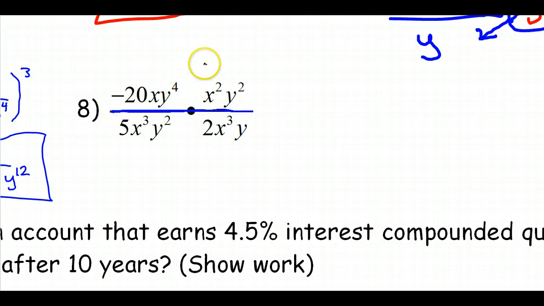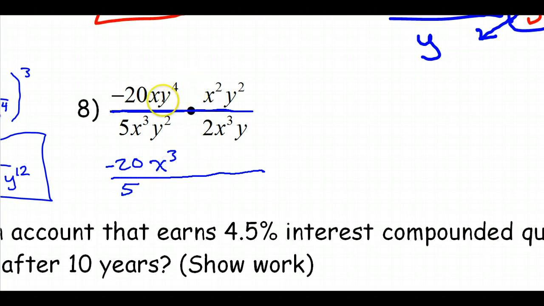Okay, so if I were you, the first thing I would do is collect everything into one fraction. So, we've got our negative 20 and our 5. The x's: we have x and x squared. Together, that makes x to the third power. The y's: we have y to the fourth power and y squared. Together, that makes y to the sixth power. You can think of it as addition if you want to.